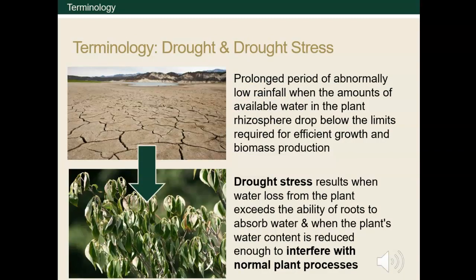Most Californians are painfully familiar with drought. It occurs all over the world. There are these prolonged periods of low rainfall, which puts crops and ultimately people under great stress. Drought is considered the most significant abiotic stress affecting crop yields in some areas, such as in our Mediterranean-type environment.